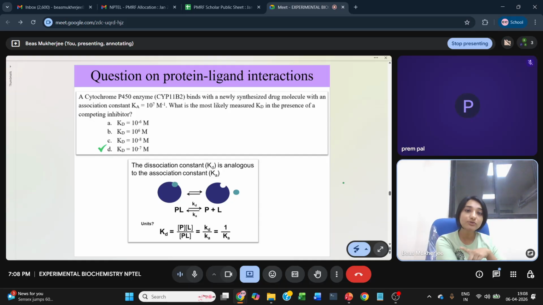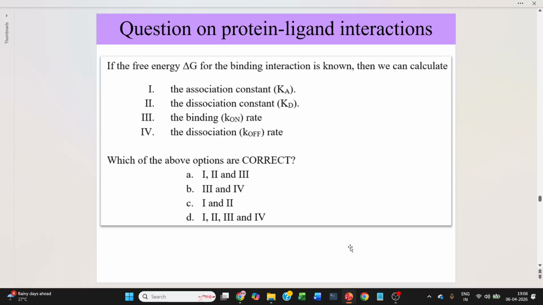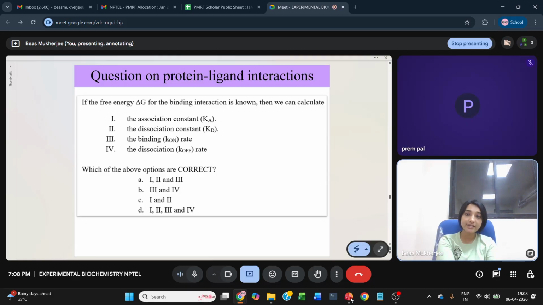Okay, so you can look this up, whether the answer should be 10 to the power minus 8 or 10 to the power minus 7. So what should be the right answer? You can try to find out. In the presence of a competing inhibitor, you also have to take into account whether Km is getting changed. So you can look up and check whether this answer is correct or not. Okay, let's go to the next one.